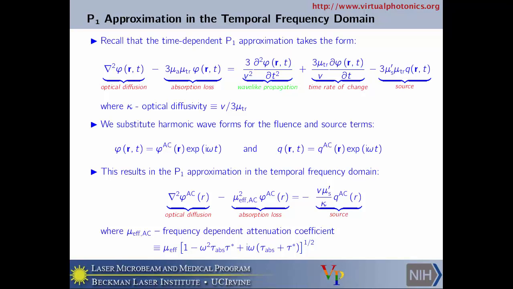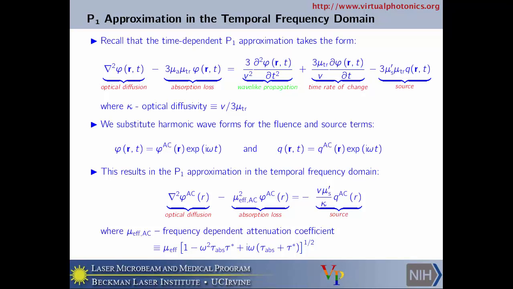P1 approximation in the temporal frequency domain, where you're looking at the temporally modulated portion of the fluence rate. The equation looks exactly the same as the steady state, except this attenuation coefficient, this mu effective, has not only a dependence on your optical properties, which is what we saw in the DC case, but also other contributions which relate the intensity modulation frequency with characteristic relaxation times within your media.